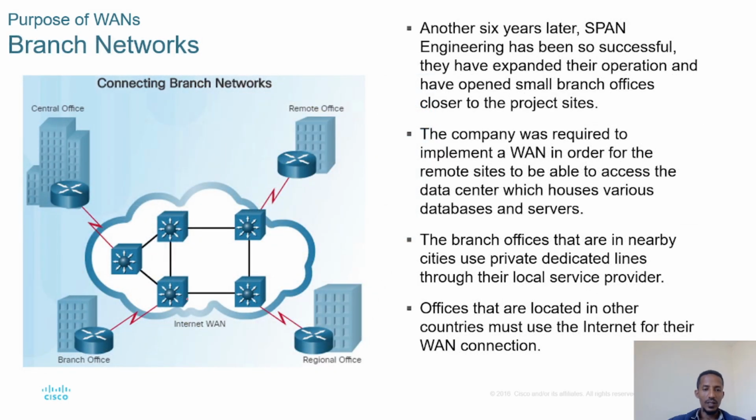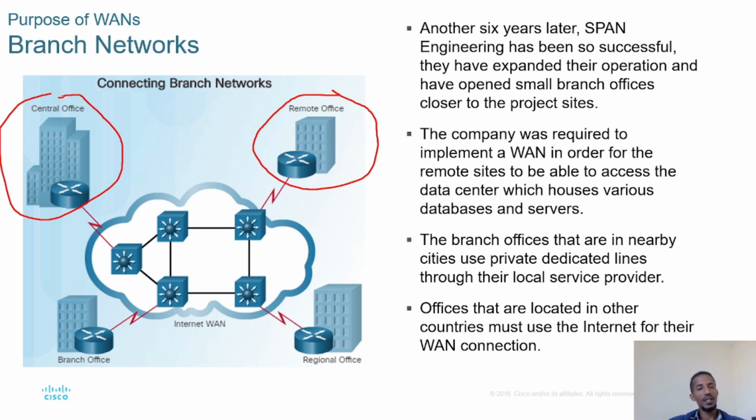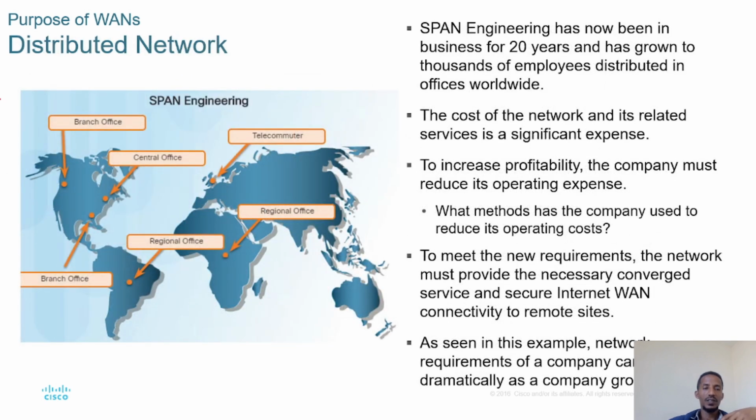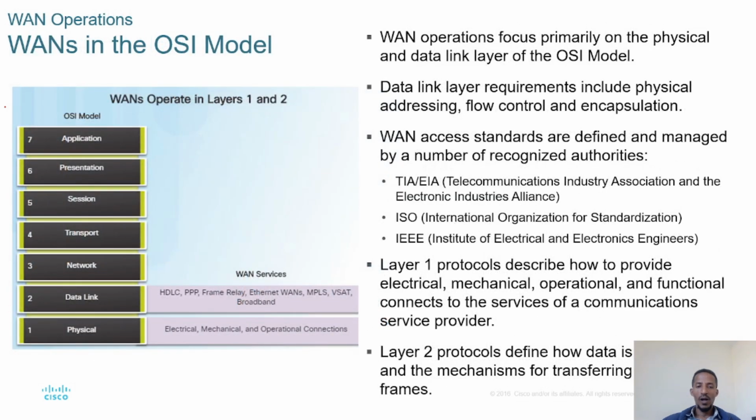And in this case, you can see the Span Engineering Company has expanded very well. Now it has so many remote offices, and these remote offices need to be connected. If you have an organization that's very huge and very distributed, you need to use some kind of WAN connection options. Here you have multiple branch offices, regional offices, and so on. Sometimes you might have a distributed network, and in that case you'll have different issues.